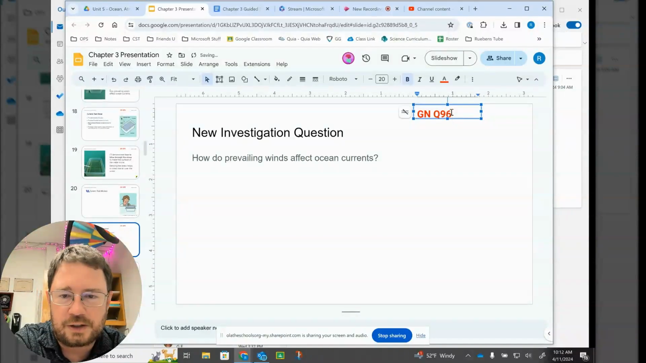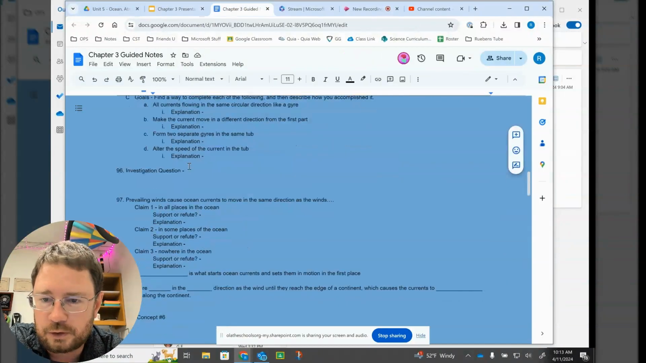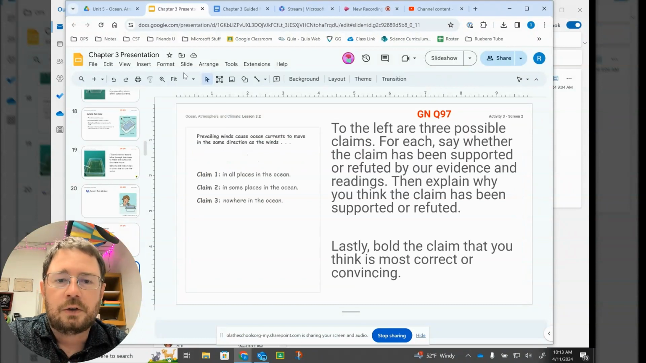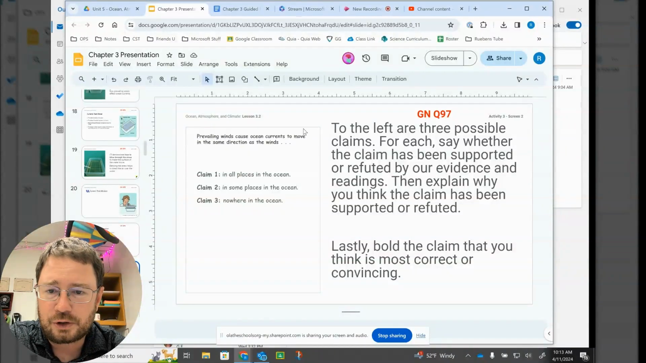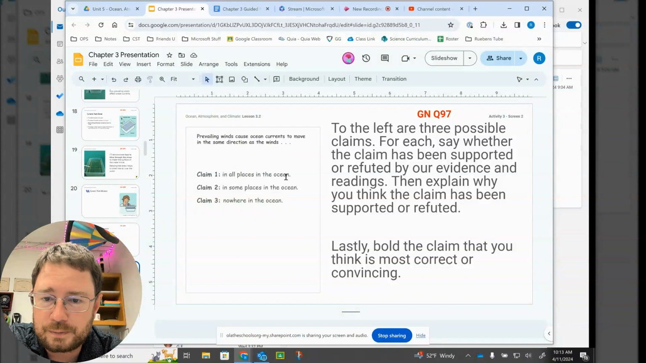So question 96 is our new investigation question. How do prevailing winds affect ocean currents? So write that right here for 96. How do prevailing winds affect ocean currents? So we have three possible claims to answer our investigation question. Prevailing winds cause ocean currents to move in the same direction as the winds. And then claim 1, claim 2, and claim 3. Claim 1, it causes it in all places of the ocean.